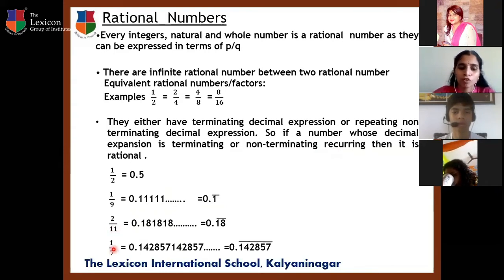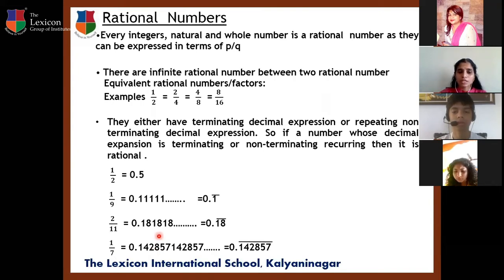And for 1 upon 7, it is 0. Look here, 1 4 2 8 5 7. After these 6 decimal places, it starts to repeat again. The same 1 4 2 8 5 7 is coming. So it will not go more than 7. Suppose you are dividing by 7, then the repeating block of digits will not go more than 7. It should be less than 7. Let us go for the next.